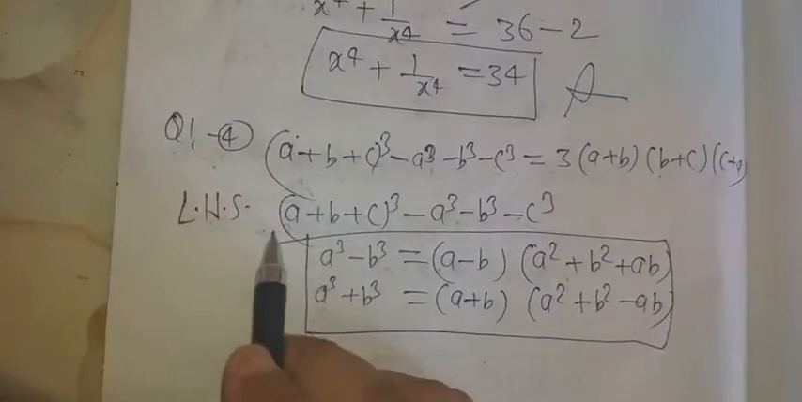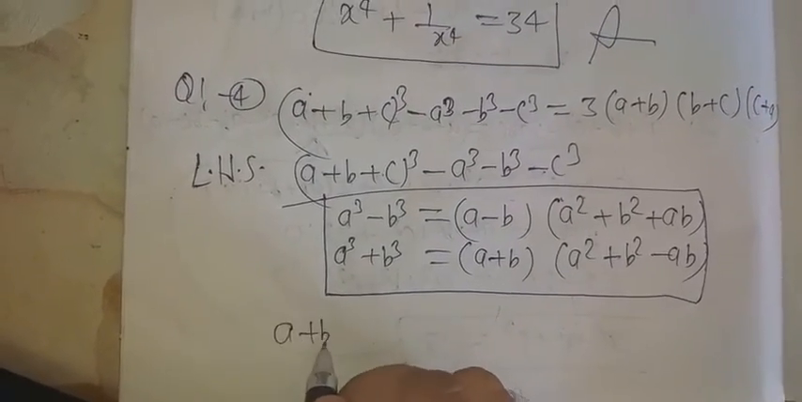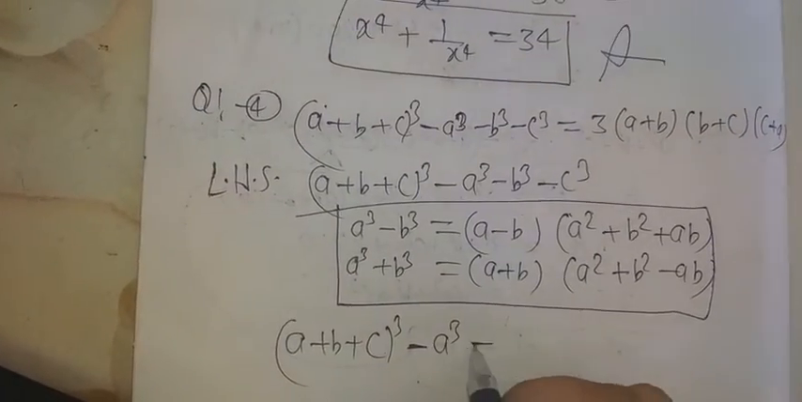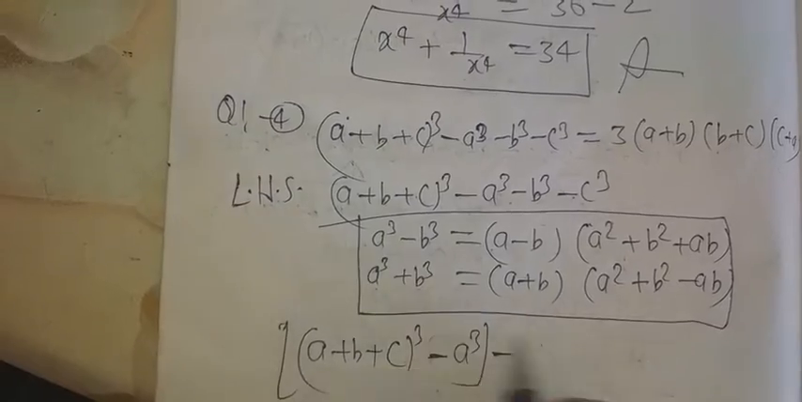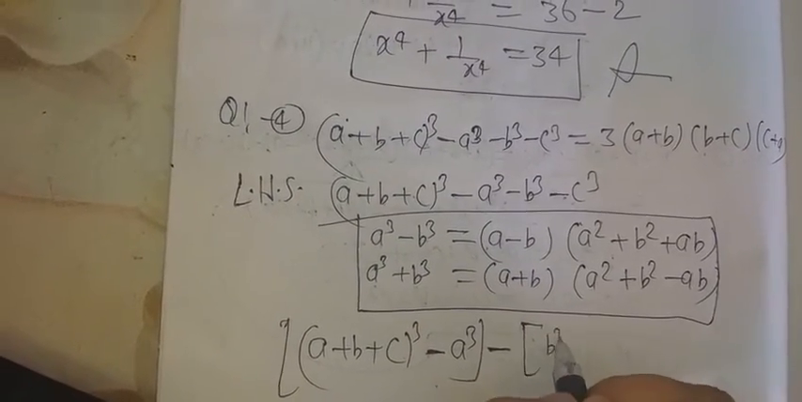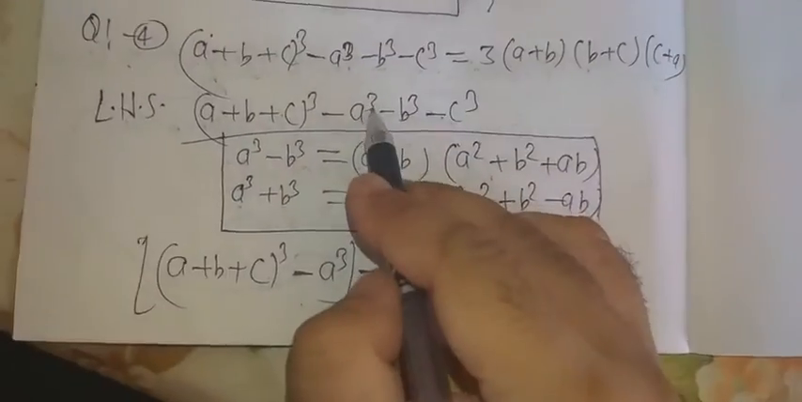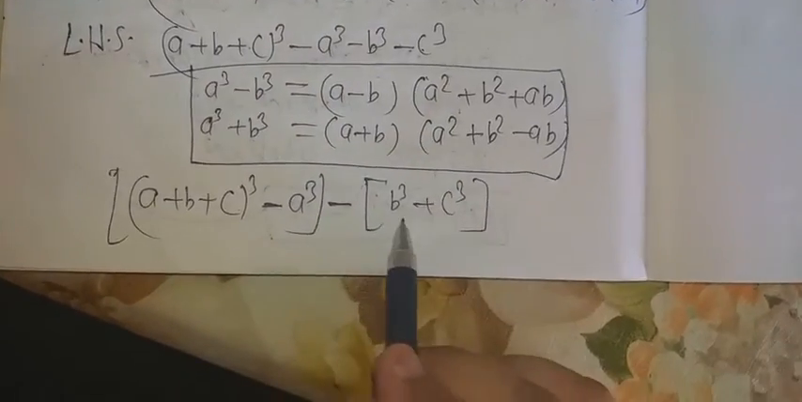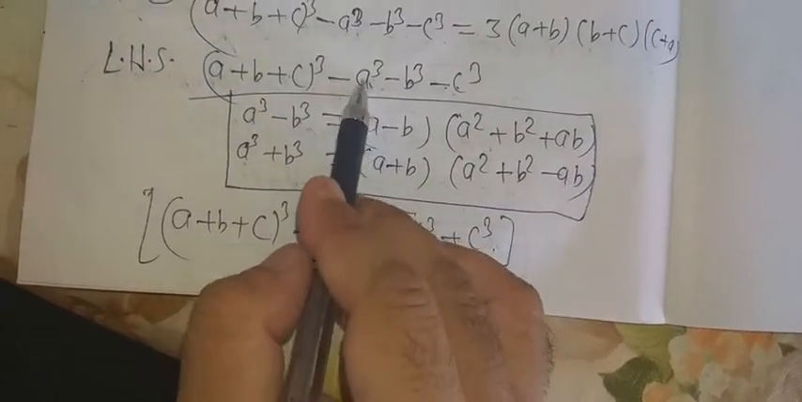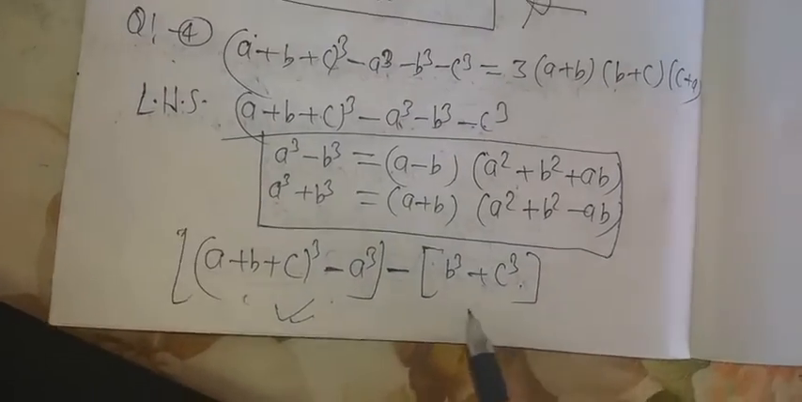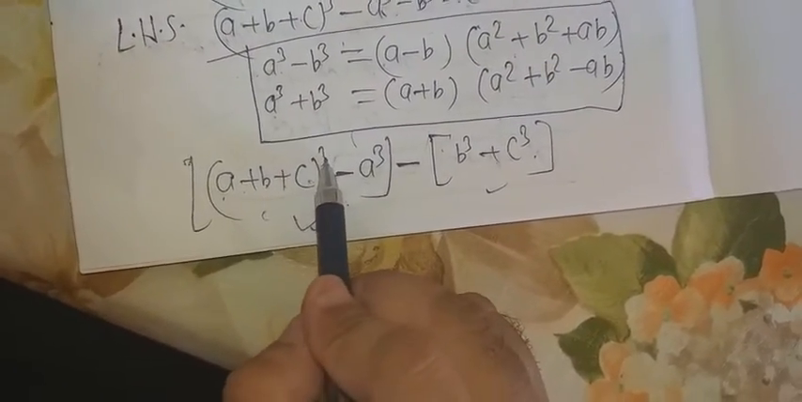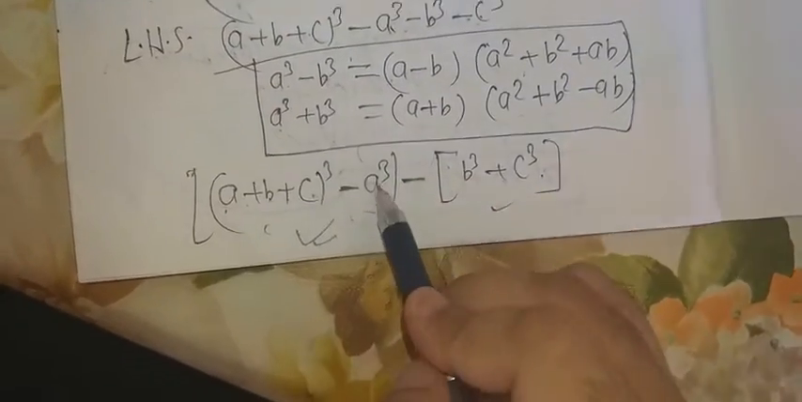So first you can write this expression as (a plus b plus c) whole cube minus a cube, and take minus common here, so you can write b cube plus c cube. Can you write the same expression in this way? I took minus common from these two, took b cube plus c cube, and kept a cube with the first term. Now apply this formula in this. So here at the place of a cube, total (a plus b plus c) whole cube is there. At the place of b cube, a cube is there.